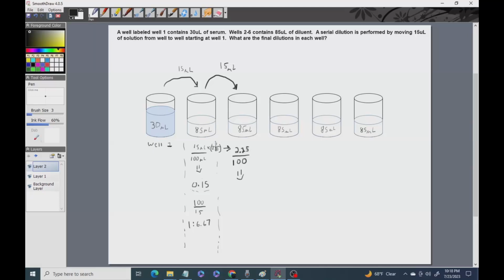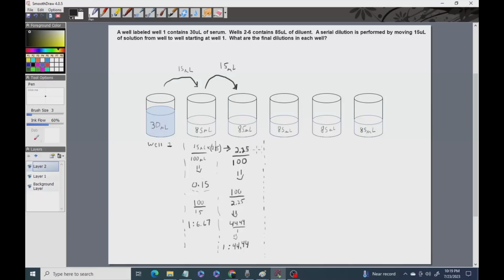To make it a shortcut, since we already have our multiplier, we can just go straight to our dilution. So let's take 100 over 2.25, and that will give us our ratio of 44.44 over 1, which is a 1 to 44.44 ratio. I know these are ugly ratios, but I'm doing this to show that once you understand the math, it doesn't matter what they throw at you.